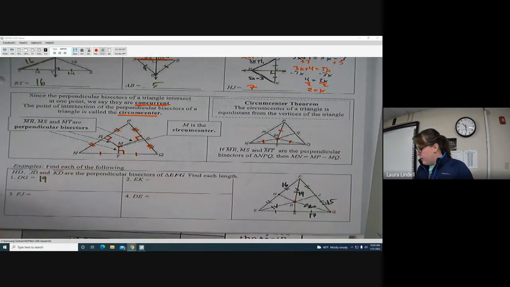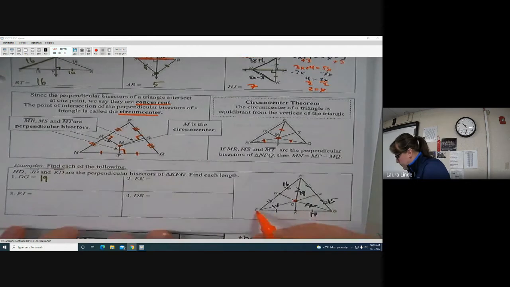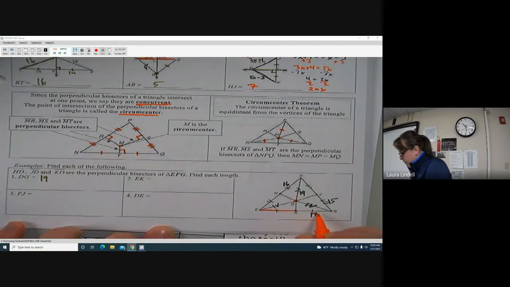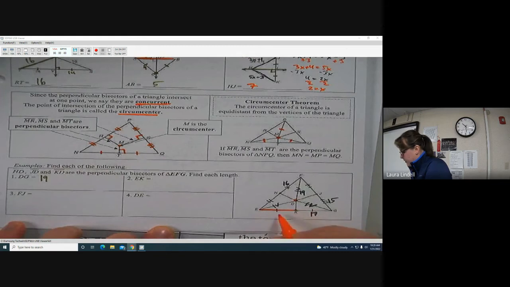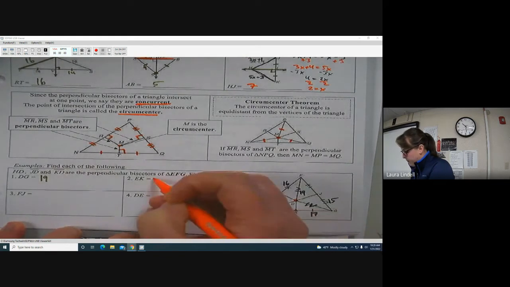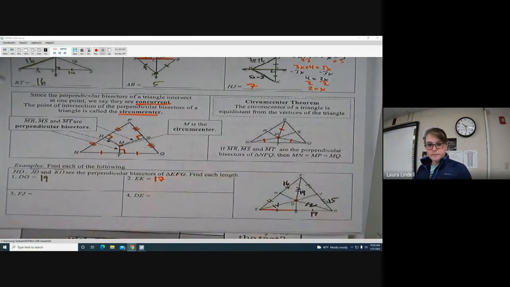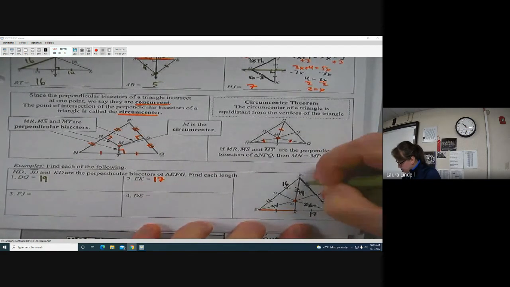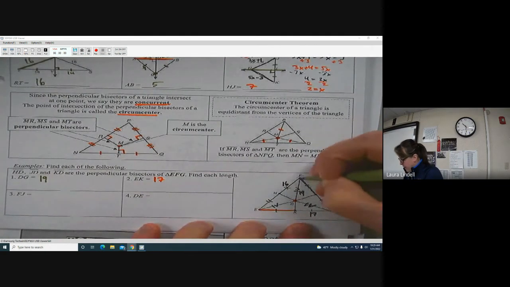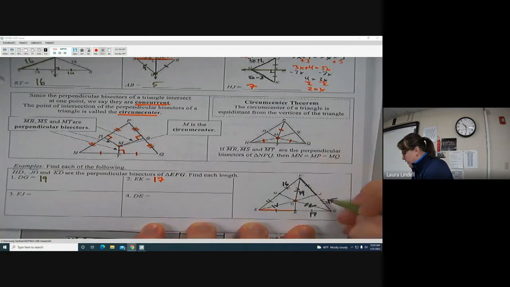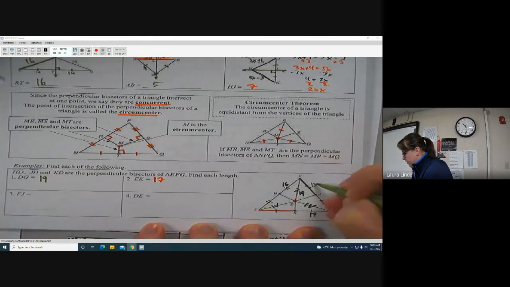All right, cool. EK, that's this one right here. Here's EK, and it's marked as being the same as this one because it's a perpendicular bisector. So EK is 17. FJ, that's the one right over here. It's half of FG, this whole thing. This one was 15, so this one will also be 15.